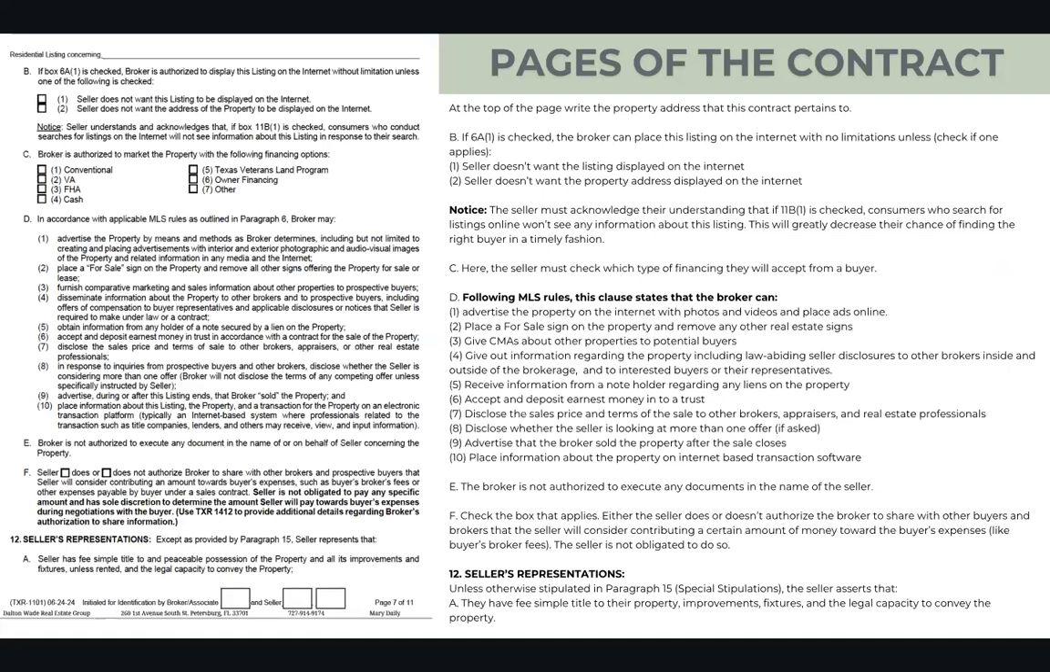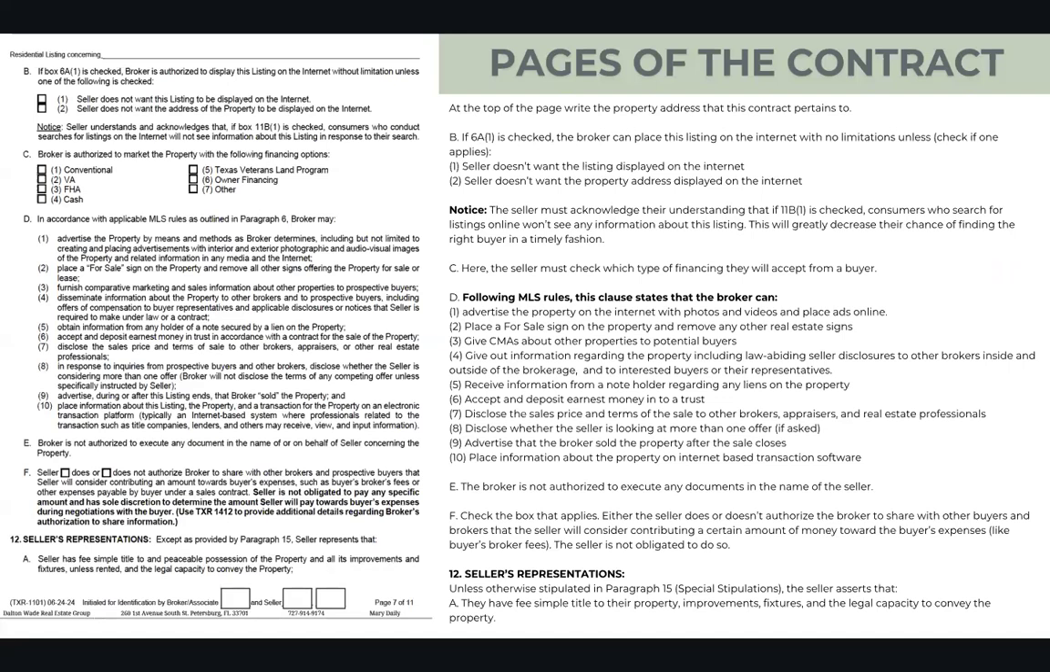So if 6A1 is checked, the broker can place this listing on the internet with no limitations unless you check one. So check one if any of these apply. The seller doesn't want the listing displayed on the internet, or the seller doesn't want the property address displayed on the internet. The seller must acknowledge their understanding that if 11B1 is checked, consumers who search for listings online won't see any information about their listing. And then in C, the seller must check which type of financing they will accept from a buyer.